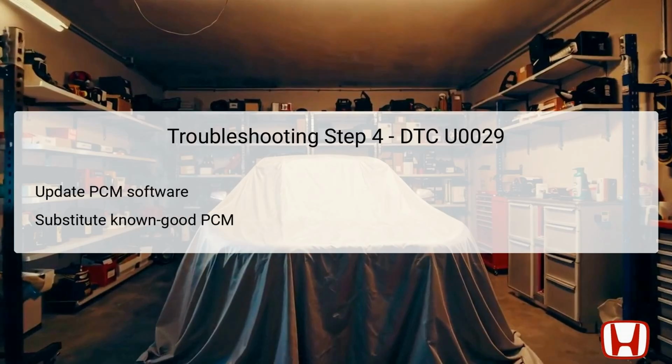In the fourth troubleshooting step for DTC U0029, it is critical to update the powertrain control module, PCM, software if it is not running the latest version. Keeping the software updated ensures that the ECM, engine control module, can communicate effectively with other control units. Alternatively, if the PCM is already updated, technicians should substitute it with a known good PCM to eliminate the possibility of a malfunctioning module causing the communication error.